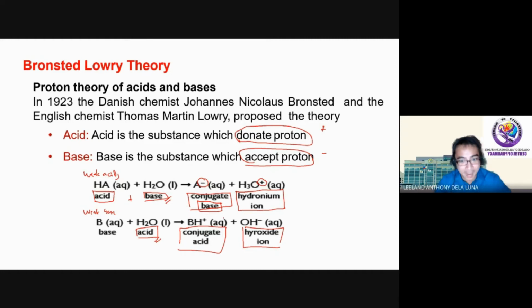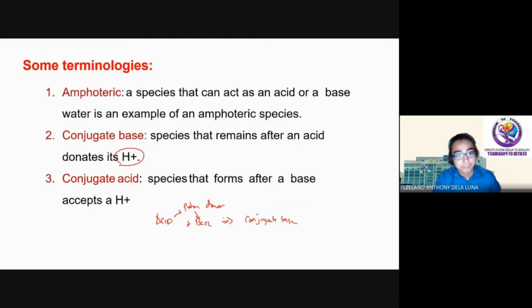Pero just remember, class, a conjugate base oftentimes has a negative representation in it because it started to donate na its protons to the base. A conjugate base is what remains to an acid once it starts donating its protons. Yun lang yung gusto ko maalala nyo dito. Okay, ito kaya sinabi ko sa inyo, amphoteric. It's a species that can act as an acid or a base. And a good example of this would be water.